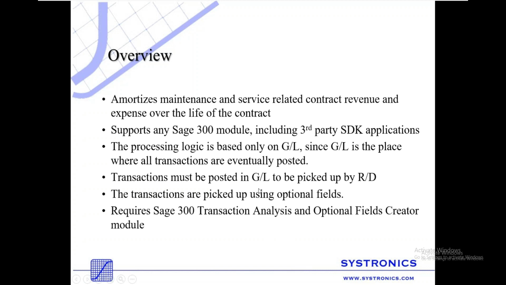Also, the application can be configured to process transactions from any module of Sage 300, including third-party SDK applications, as long as they post their transactions to GL and support the transaction analysis and optional fields creator module. This is because all of the processing logic of the revenue and expense deferrals is actually based on the GL module. Transactions must be posted in the general ledger to be picked up by revenue and expense deferrals, and those transactions are picked up based on optional fields.